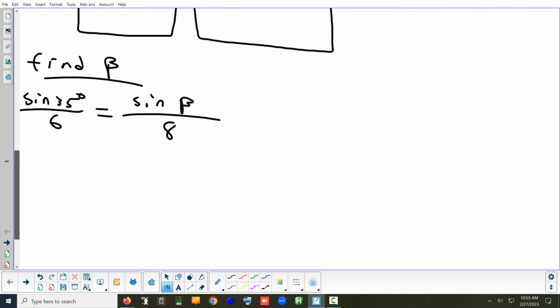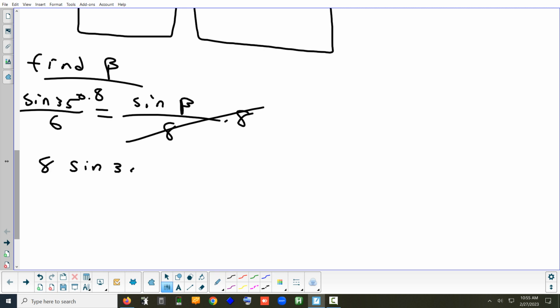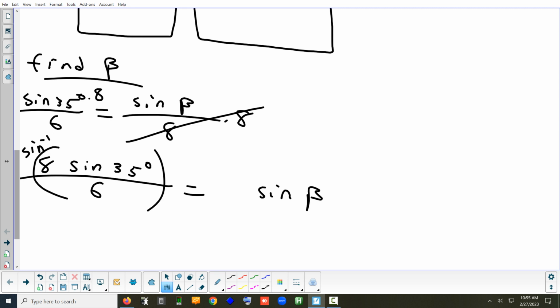I don't even need to cross multiply. To get sine beta by itself, we just need to do what on both sides? Multiply by 8. So times 8. So we have 8 sine 35 over 6 equals the sine of beta, but our goal is just beta, so how do we get rid of sine? Inverse. So we take inverse sine of what's on the left.